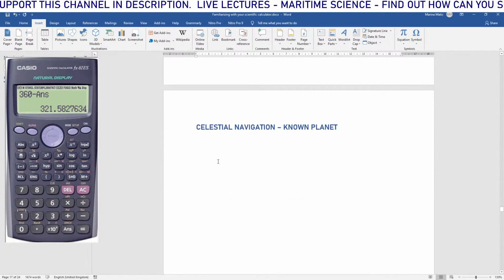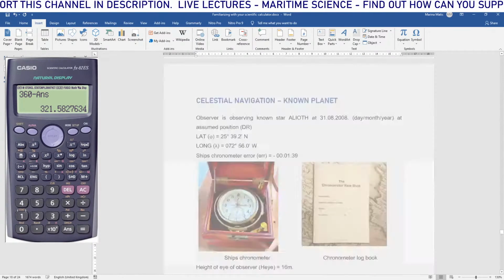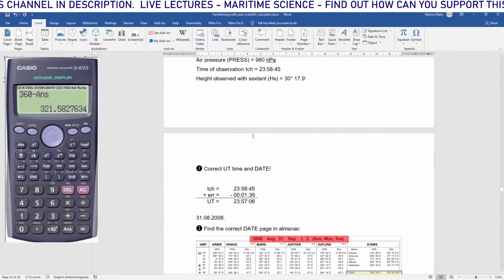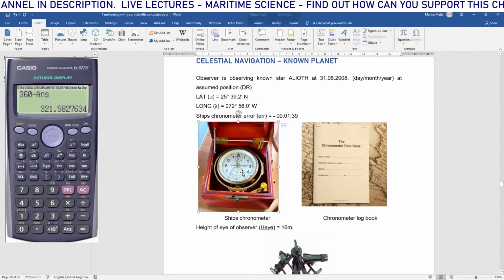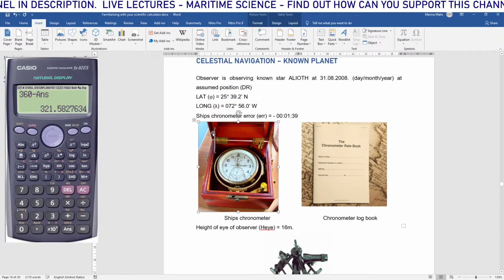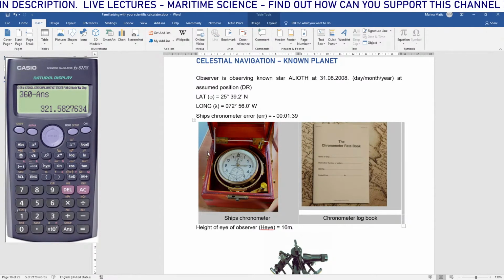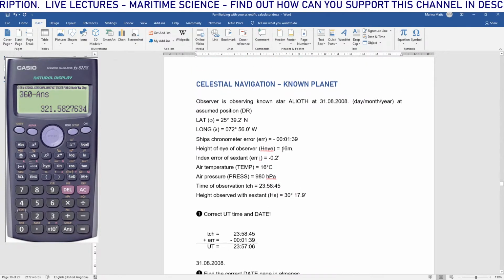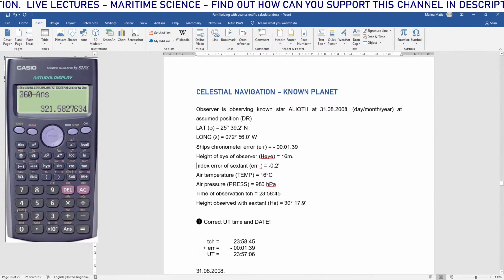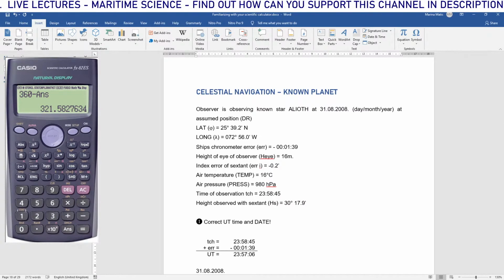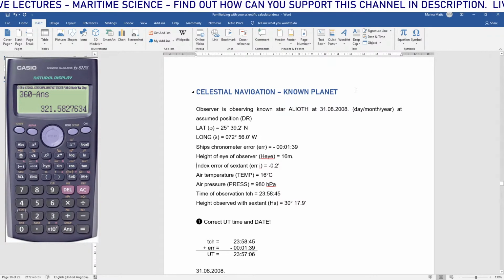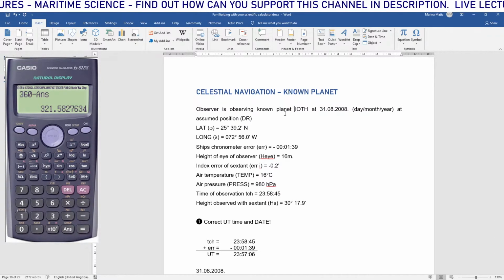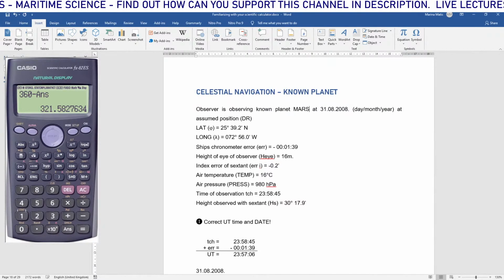So let's see how the procedure is different in case we have a planet. I just copy paste everything, so it's easy because I'm just going to change the numbers. Now we already know what the chronometer is, so I can delete this table. Also we know what the sextant is, so we don't need that here. So the observer is observing, let me get the data, a known planet. In this case we're going to have a planet, and it's going to be the specific one, Mars.